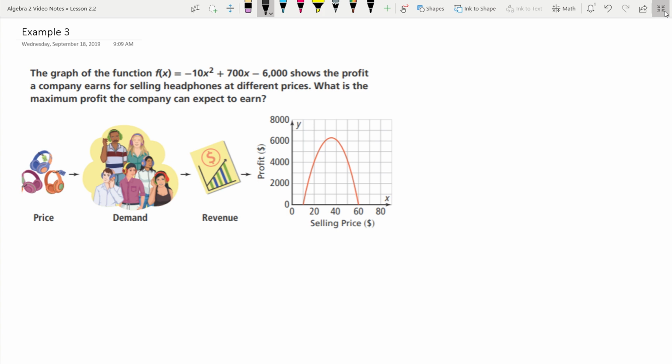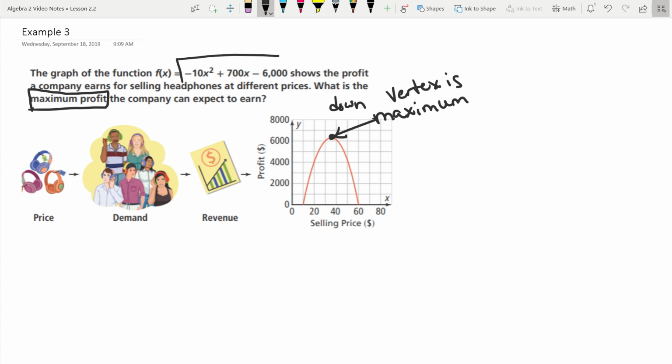So it says maximum profit, so we want to zoom in on that. Remember that since this is a downturn graph, this graph is going down, that means we have a maximum, right? So our vertex is our maximum. Vertex is the maximum in this example. So if we find the vertex from this, then we know where the maximum profit is. So that means that we need to find the vertex of that guy.